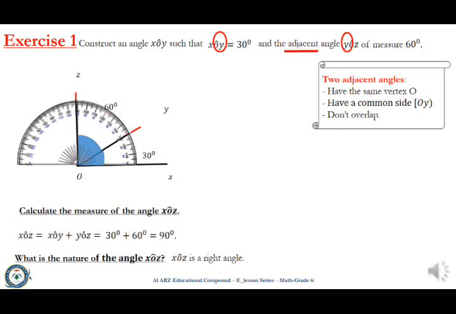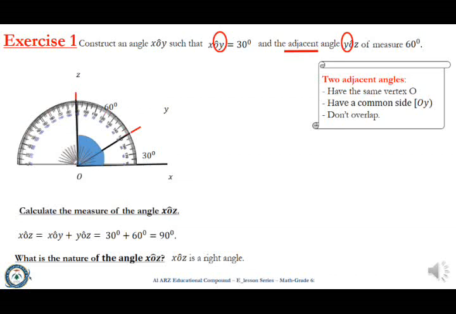Now we have two important exercises. Exercise 1. Construct an angle XOY such that XOY equals 30 degrees and the adjacent angle YOZ of measure 60 degrees. So we have two angles and they are adjacent.